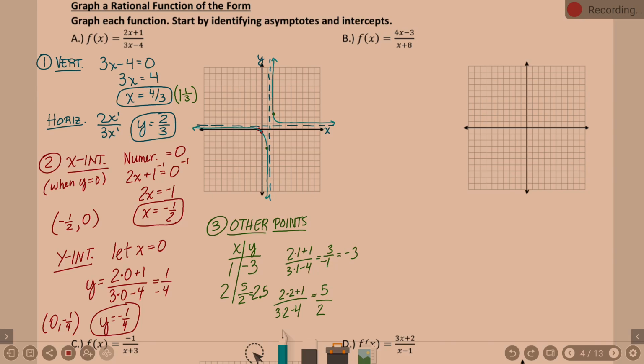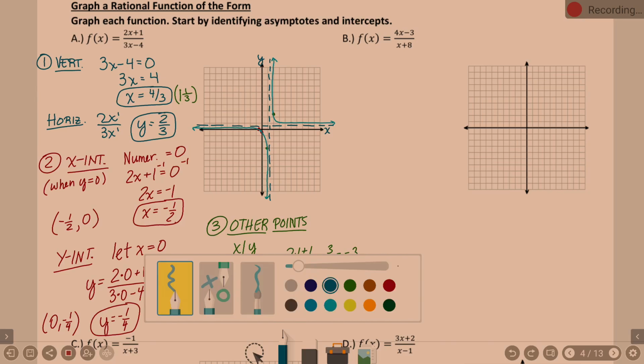Questions I should answer here? No? Okay. Shall we try 2? See if it makes a little bit more sense? We'll still have some fractions, but not as many. Okay?